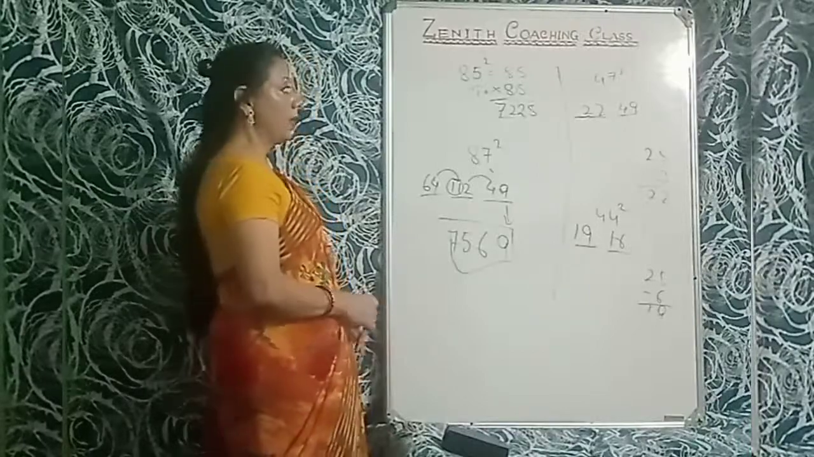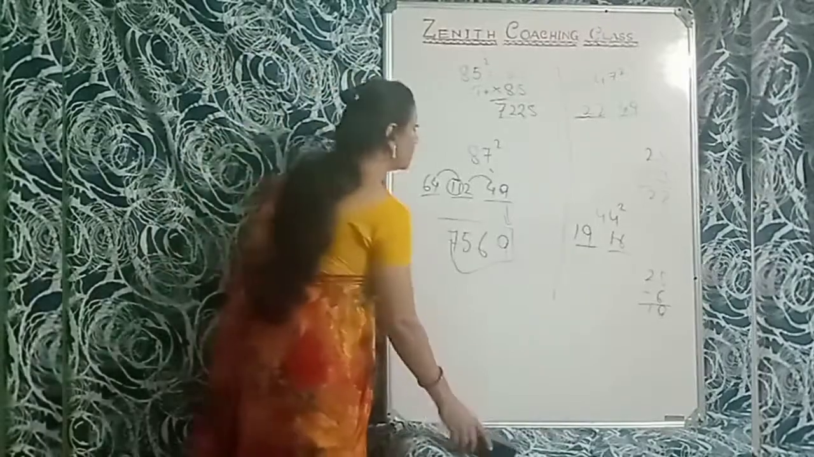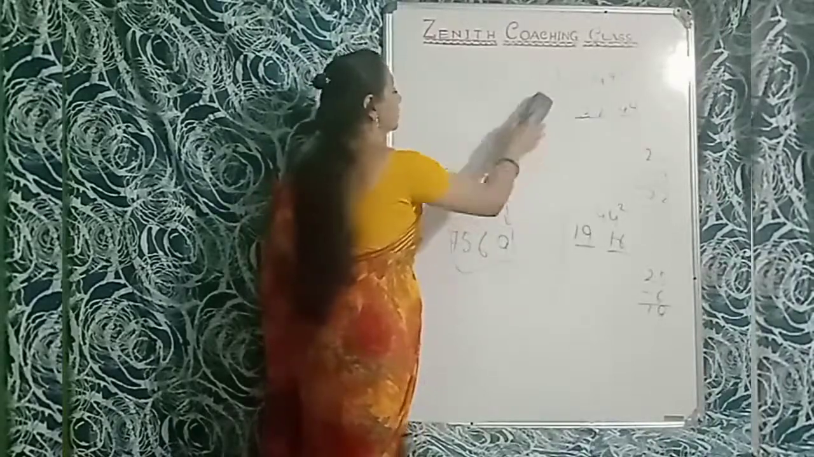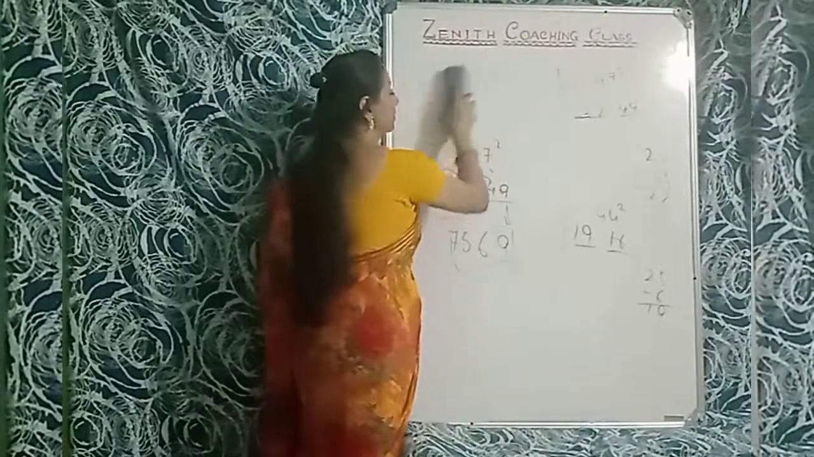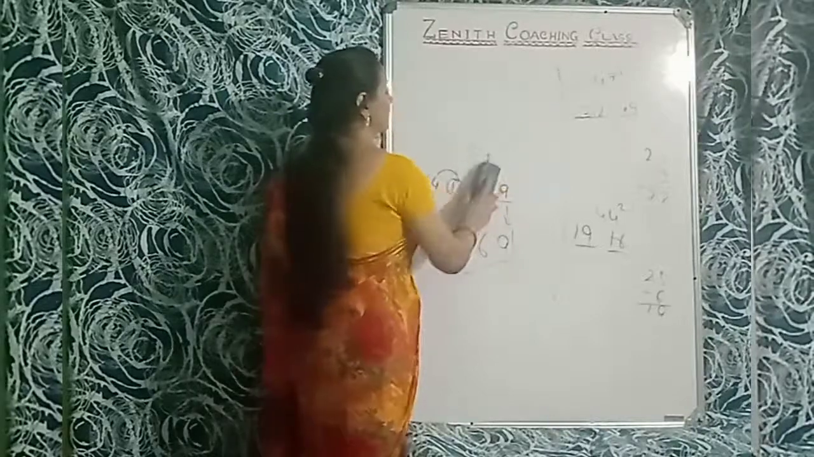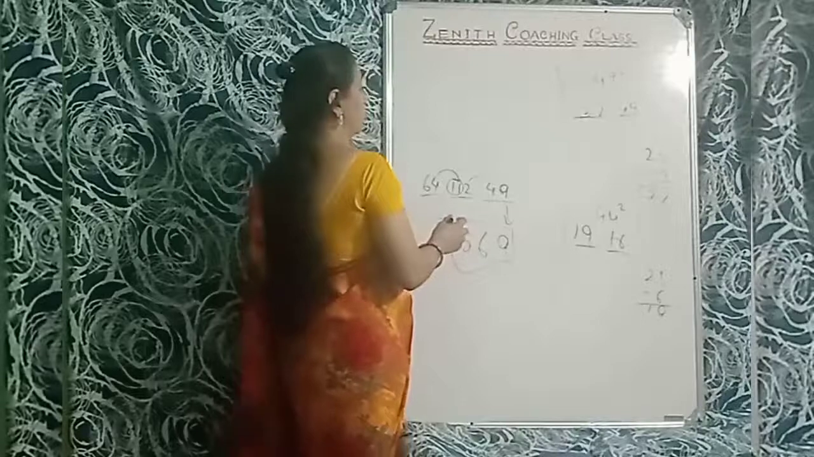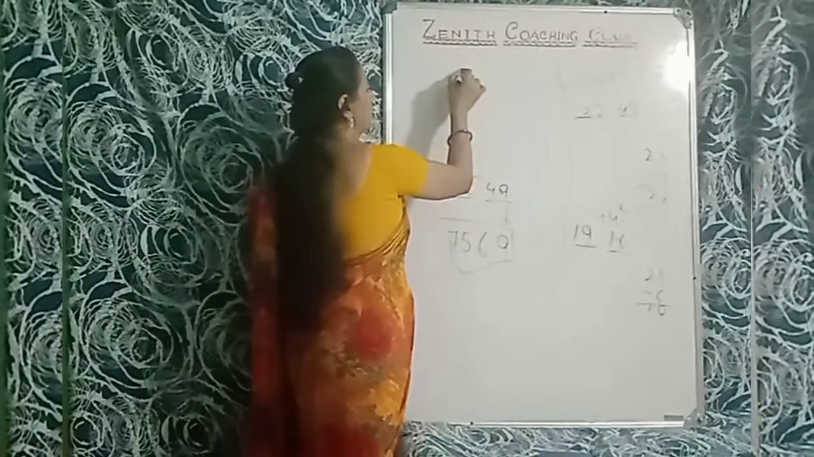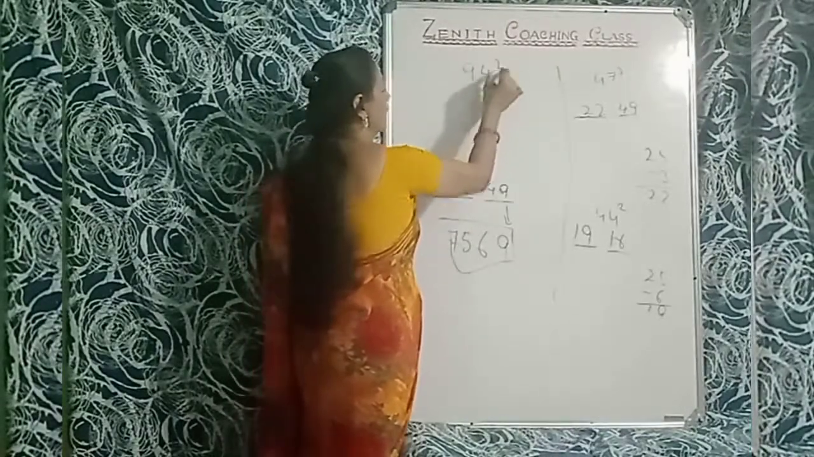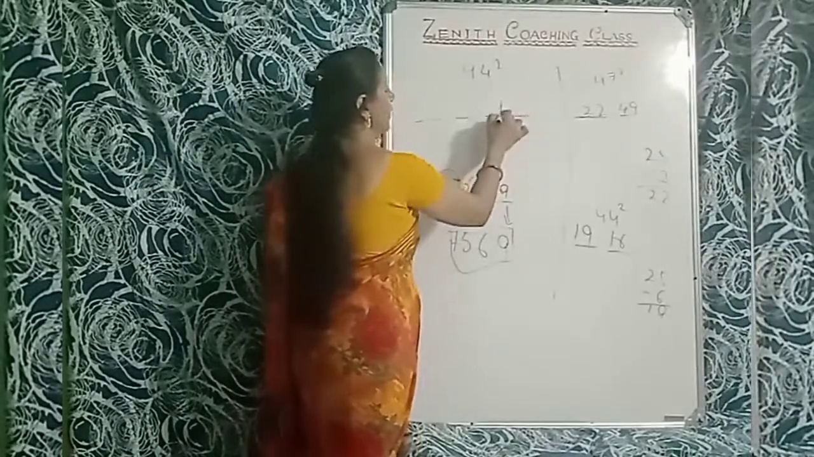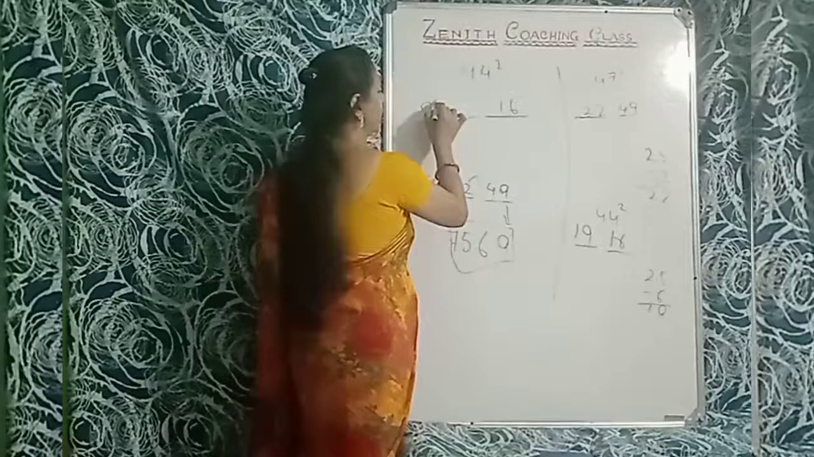Okay. Now I'll teach you the last one. That is 94 square. So what do you have to do? 4 square is 16. 9 square is 81.